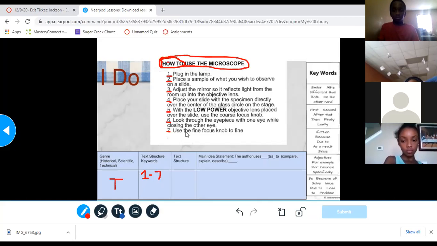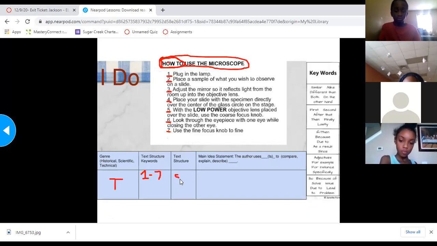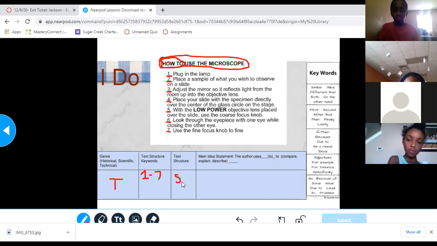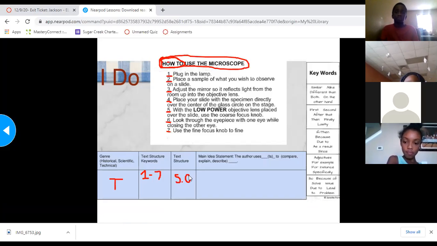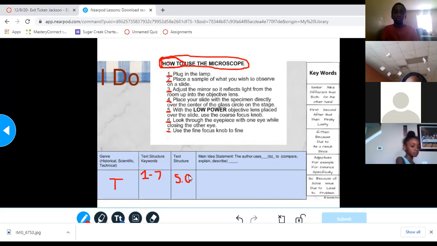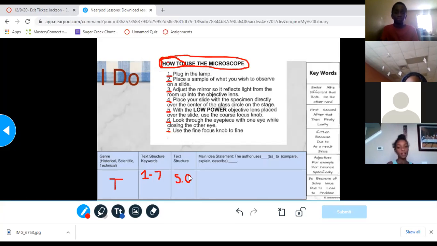Now I'm going to move on to the text structure. I know it's giving me steps. And based off of what we learned all week and our matching game that we just played, I know that if it's giving me steps on how to do something, that is sequential order, also known as chronological order. So now you should have 3 out of the 4 boxes filled in.